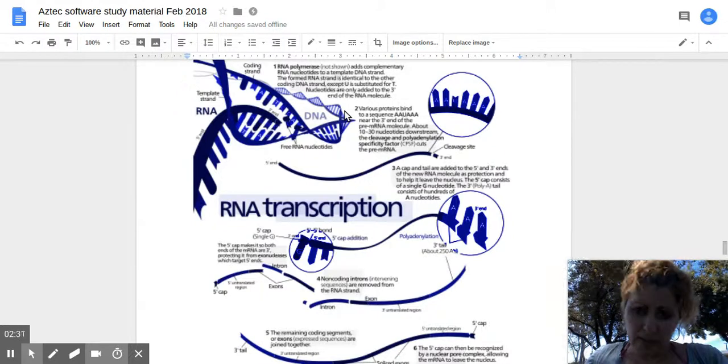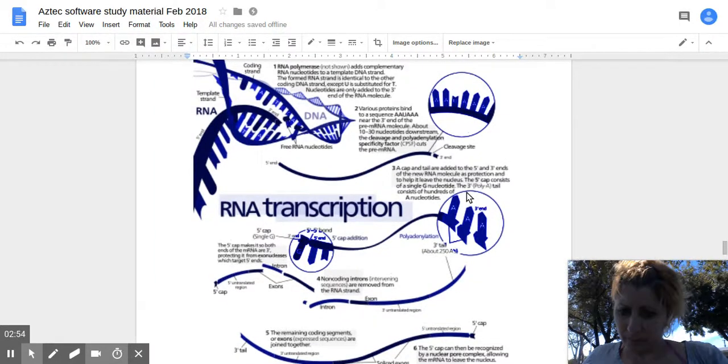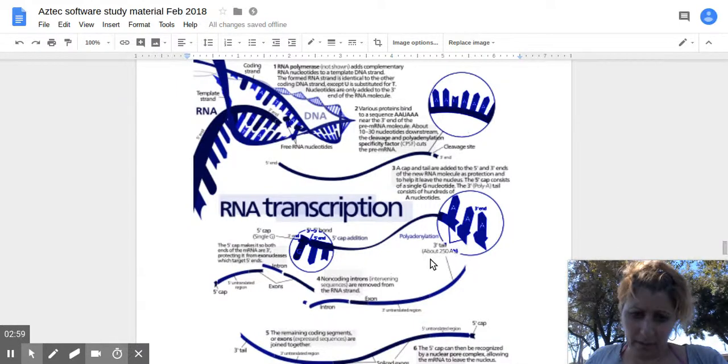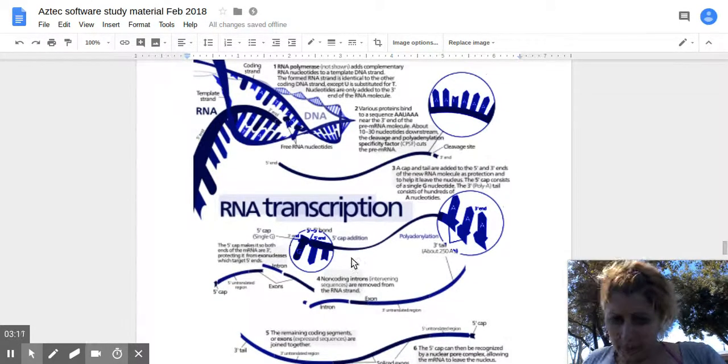A cap and a tail are added to the 5' and 3' ends of the new RNA molecule as protection to help it to leave the nucleus. The 5' cap consists of a single guanine nucleotide. The 3' or polyadenine tail consists of hundreds of adenine nucleotides. So RNA transcript. Polyadenylation on the 3' end says about 250 adenines are added to the 3' end. And then a 5' cap is added as well.